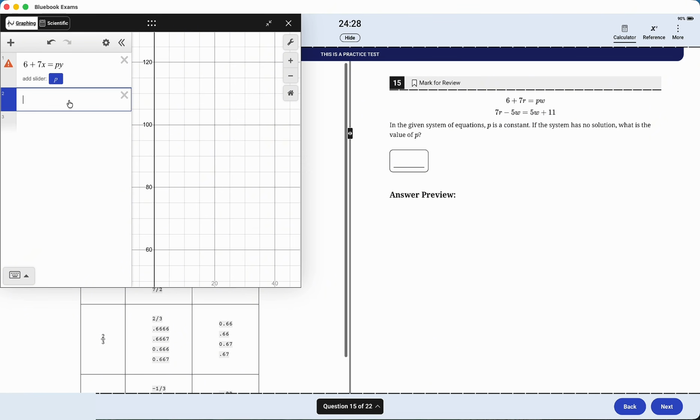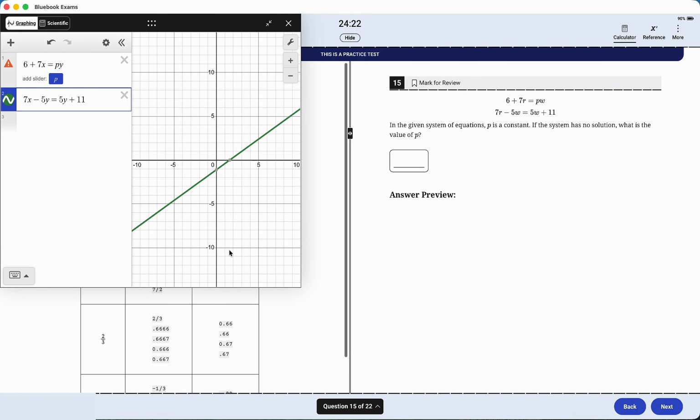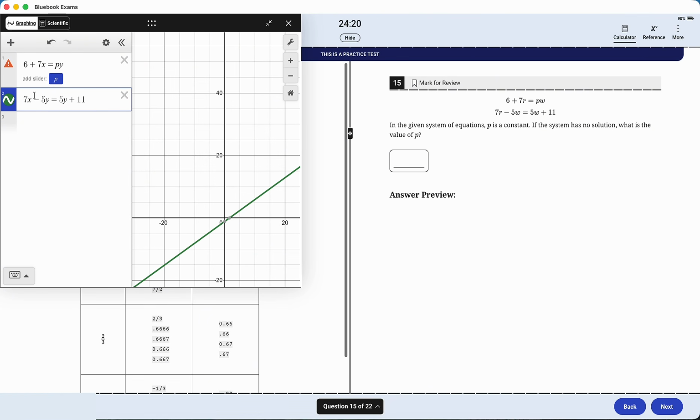And I'm going to change w to be y, right? So if I do that, these 2 equations would look like this, plus 11, okay? And so you see, it drew this one because nothing's missing, but it didn't draw this other one because it doesn't know what p is. That's the question. This is a very common question.